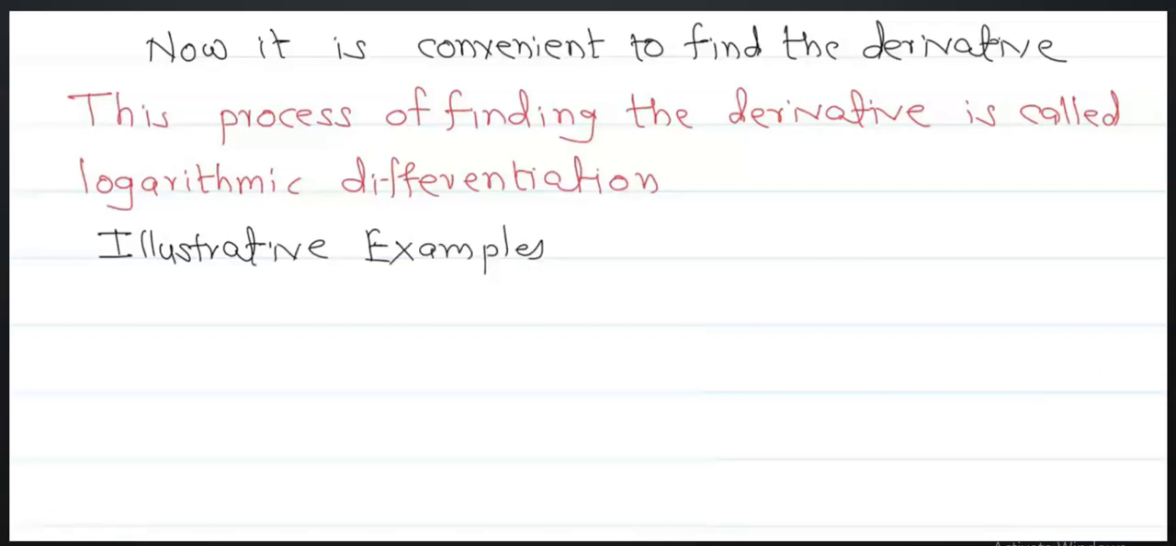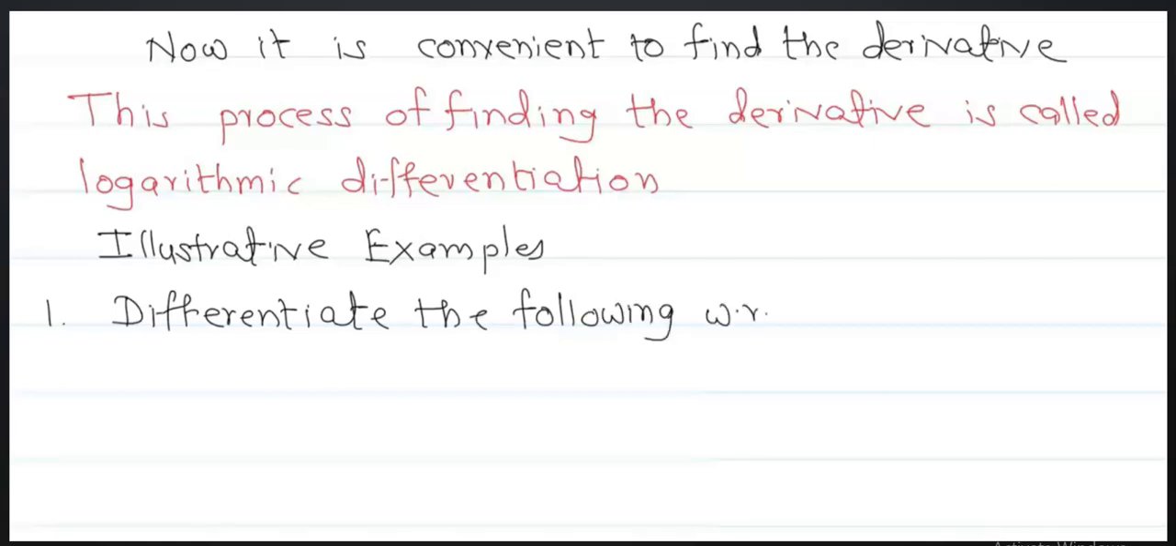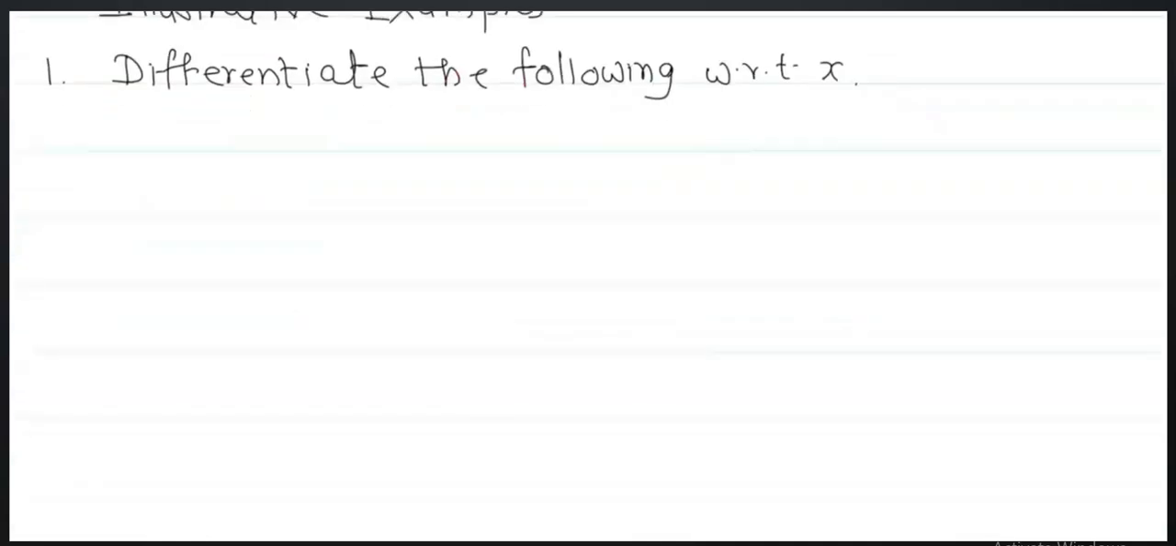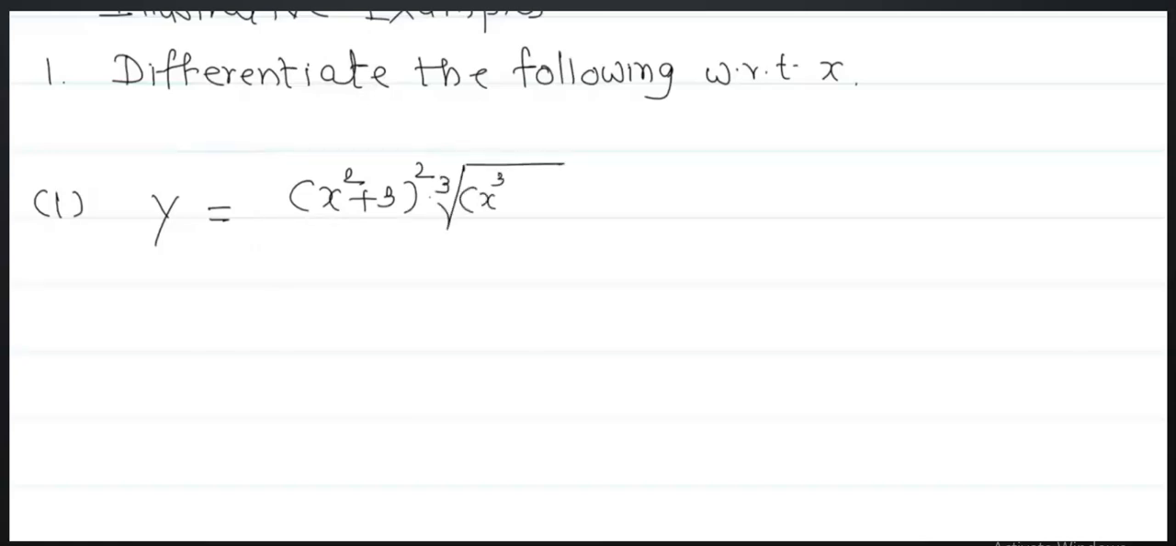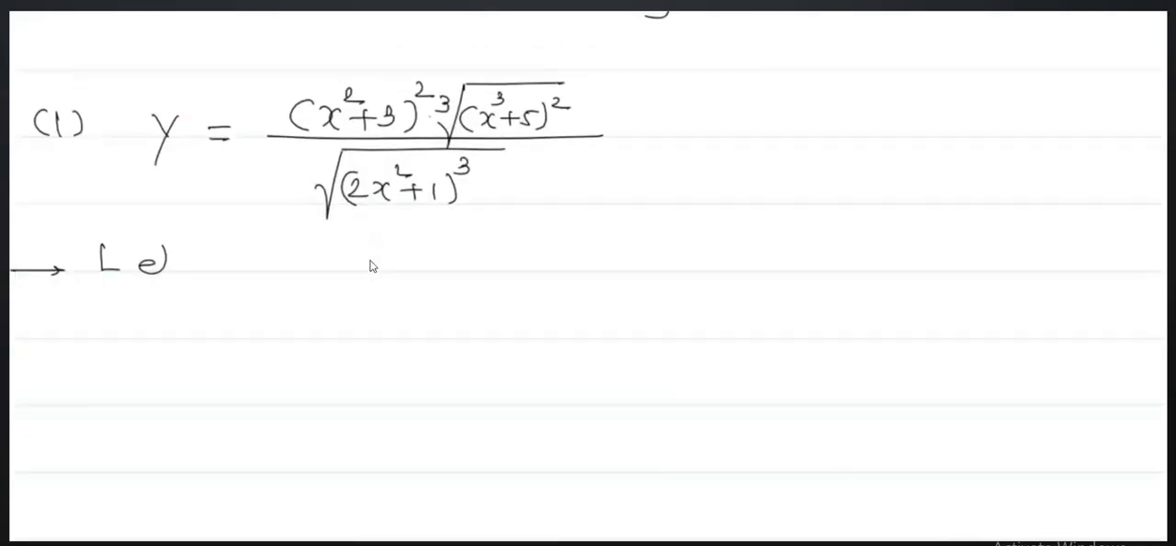Now there are examples. Differentiate the following with respect to x. y is equal to (x square plus 3) bracket raised to 2 times cubic root of (x cube plus 5) bracket square, upon (2x square plus 1) bracket, a complicated function.